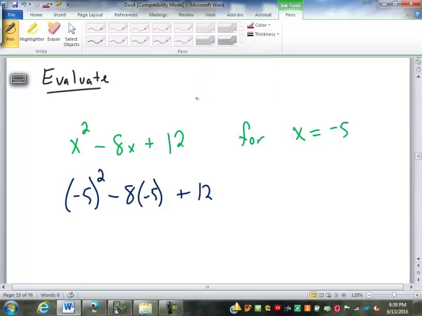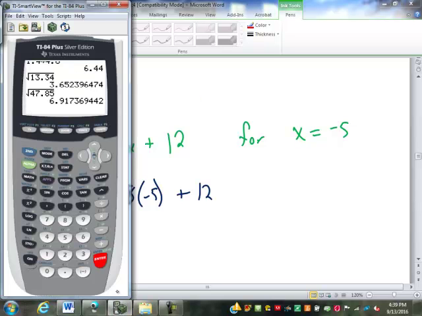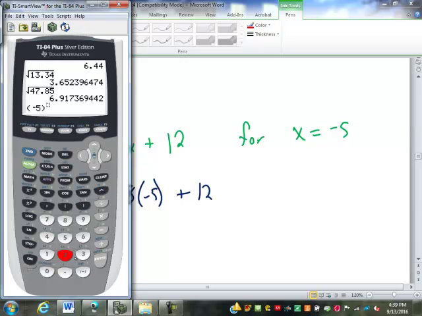If I plug it in there correctly, like that, then I can just go ahead and put it in my calculator. My calculator will do all the work for me. I'm going to go ahead and do it by hand, but at this point you could just plug in parentheses, negative 5, close parentheses, power of 2, minus 8 times negative 5 plus 12. And it's going to spit out the correct answer.